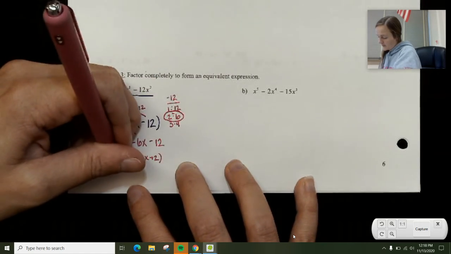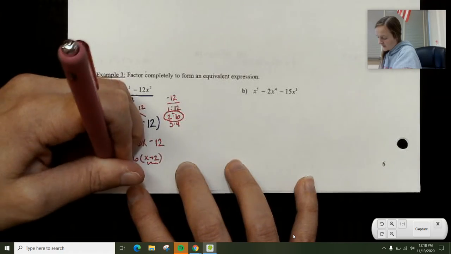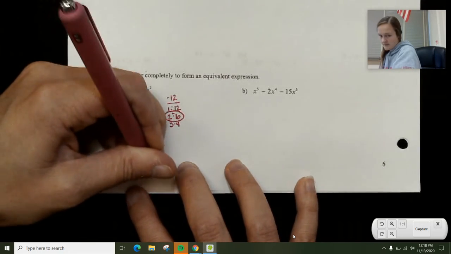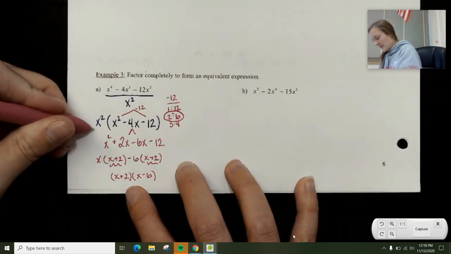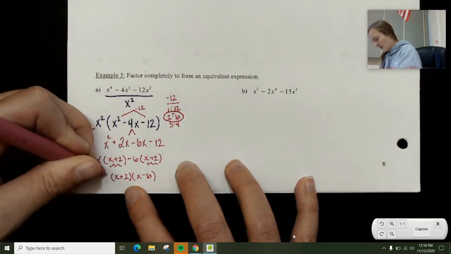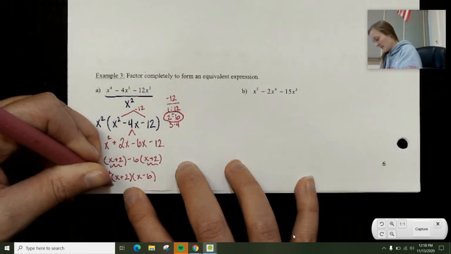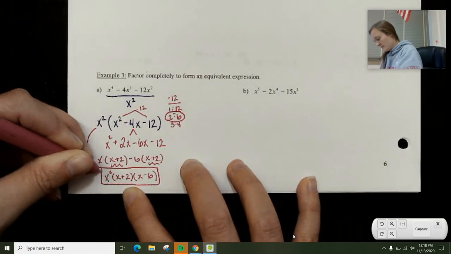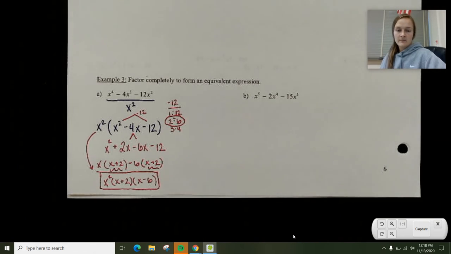And so I've got my twins, x plus 2, and then I'm left with x minus 6. And I cannot forget about that x squared. It comes down in the front, and that's my fully factored form. So there it is. There's factoring. You take a GCF out first, and then you factor what's left.